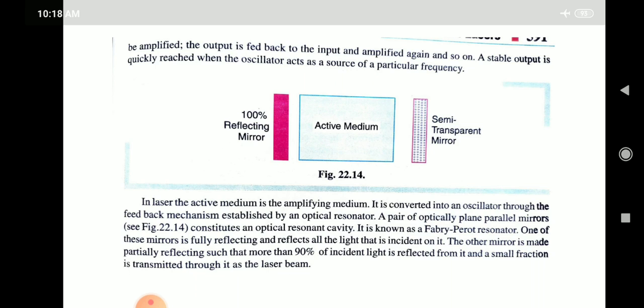The feedback mechanism is established by the optical resonator. A pair of optically plane parallel mirrors, as shown in the figure, constitutes an optical resonant cavity. It is known as the Fabry-Perot resonator. One of the mirrors is fully reflecting and reflects all the light, and the other mirror is partially reflecting, such that more than 90% of incident light is reflected from it and a small fraction of the light is transmitted through it.